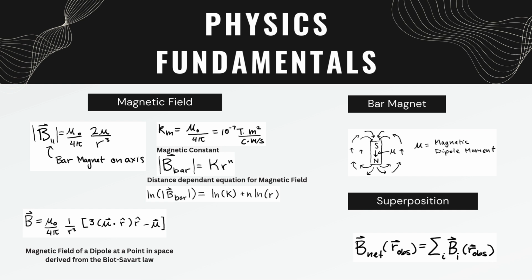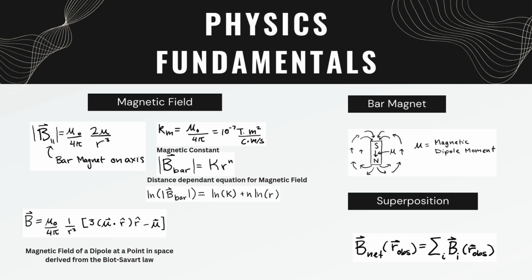Given a bar magnet, the magnetic field vector from an observation point on the axis is given by B parallel. We can also use the distance-dependent equation for the magnetic field of a bar magnet, which is a constant k times a position r to some n value. It's important to note that we can graph the relationship between the magnetic field of the bar magnet and a position using the natural log of this equation.